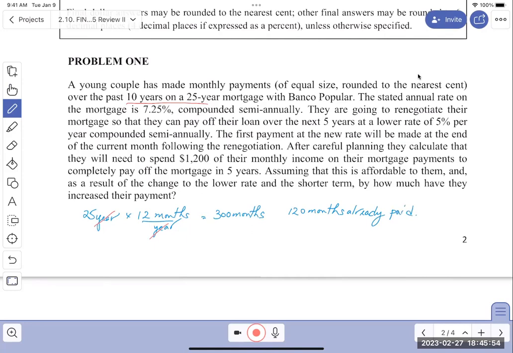So they've already paid off 120 months, right? Yes, they've already paid 120 months. So they're looking at the present value of 120 months, right? Yes. The next one would be the 121st payment.